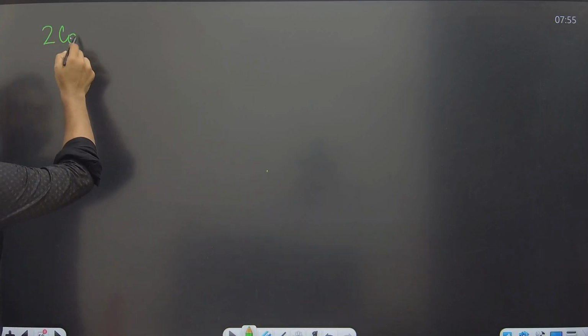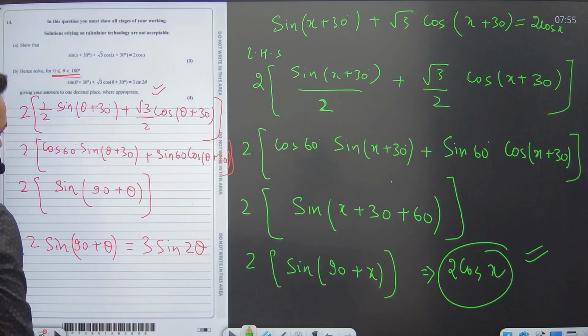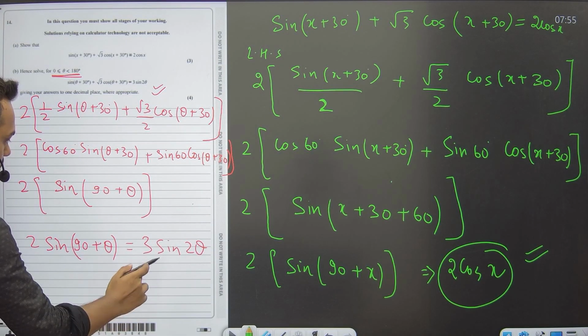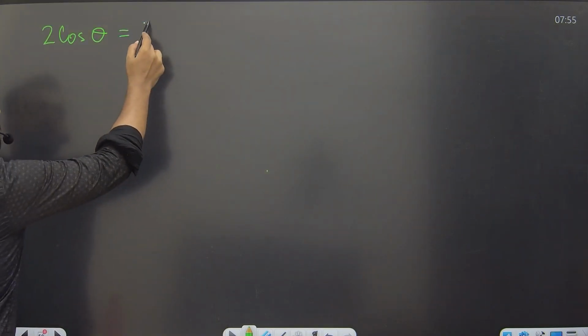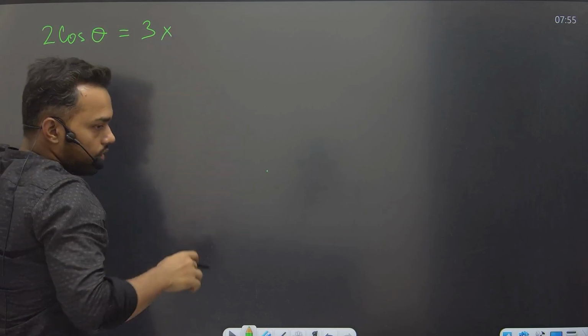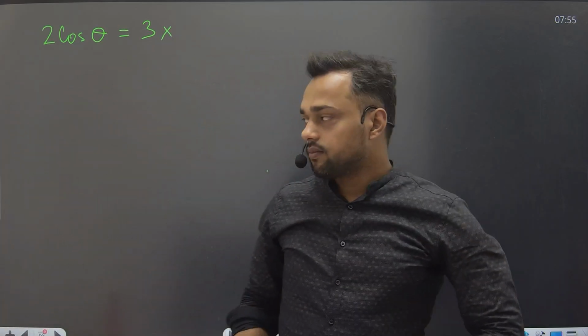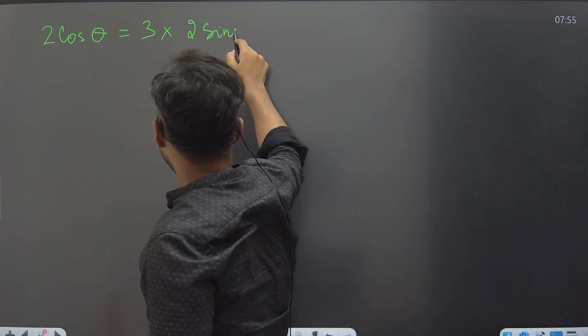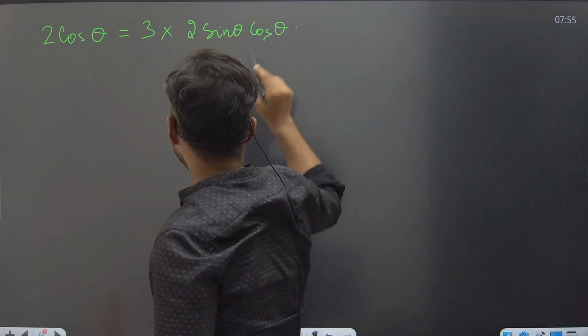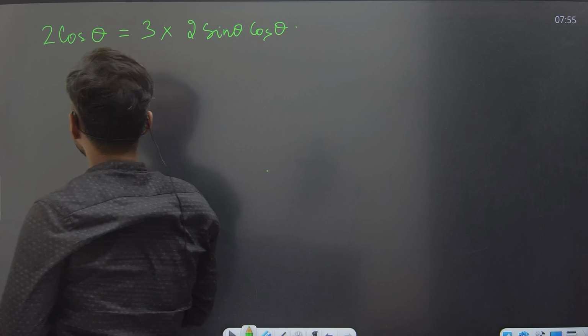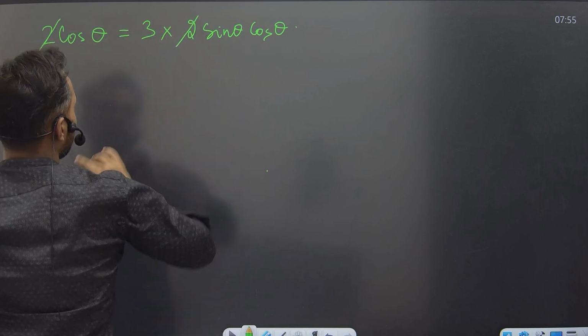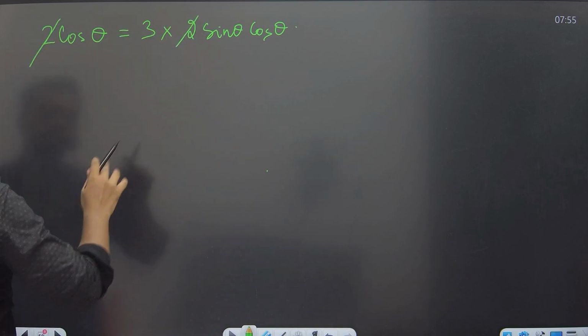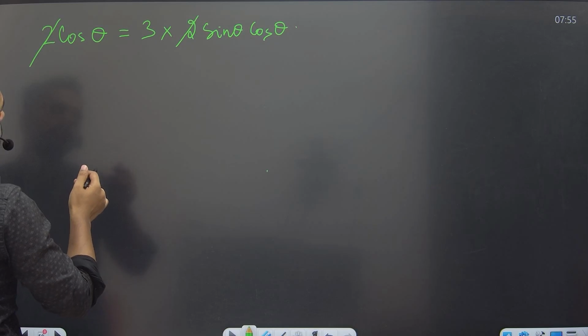Two times cos theta, we know that sine(90 plus theta) will be cos theta, and 3 times sine 2 theta. We know the basic formula of sine 2 theta, that is 2 sine theta cos theta. So this 2 and this 2 get cancelled. Just wait. Now what we need to do?